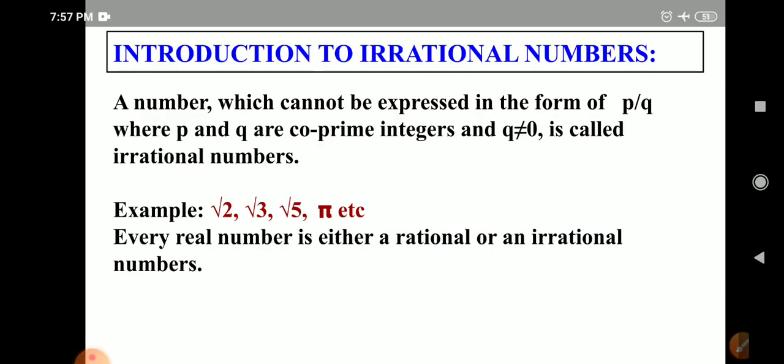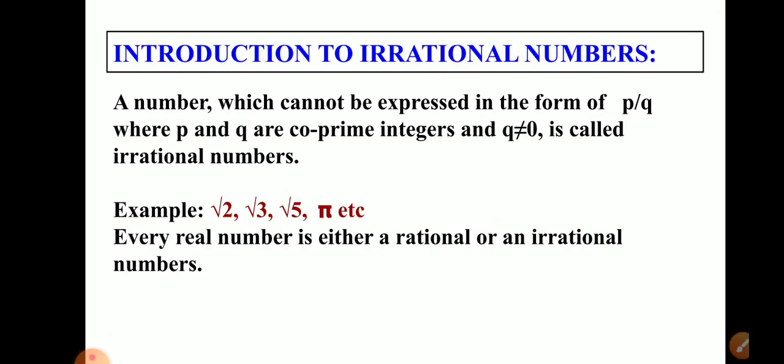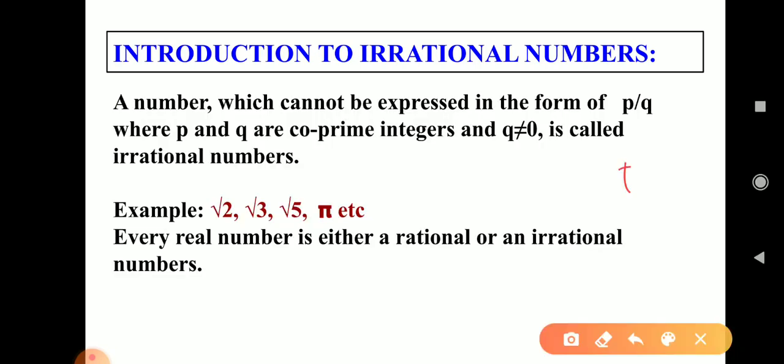Today let us move on to the next concept, that is irrational numbers. A number which cannot be expressed in the form of p by q, where p and q are co-prime integers and q is not equal to 0, is called an irrational number. We cannot express it in the form of p by q, where p and q are co-prime.